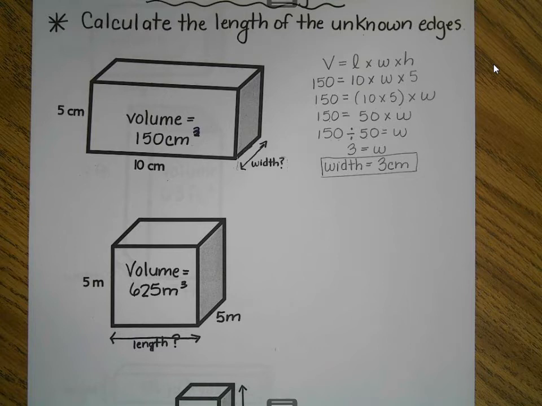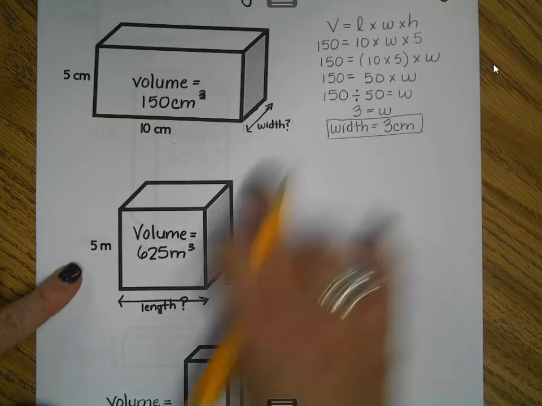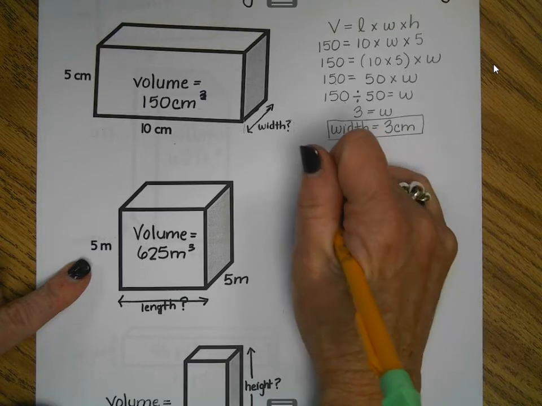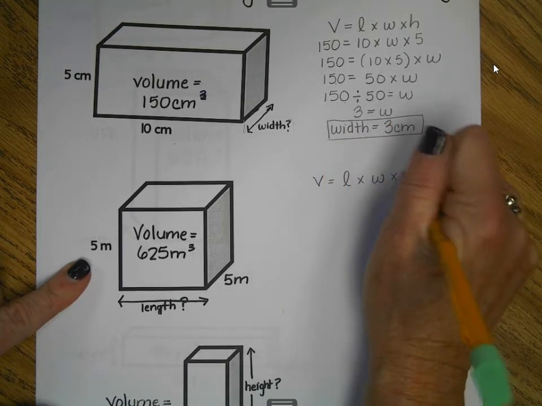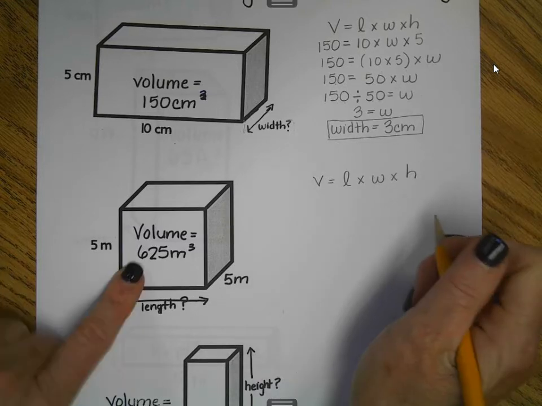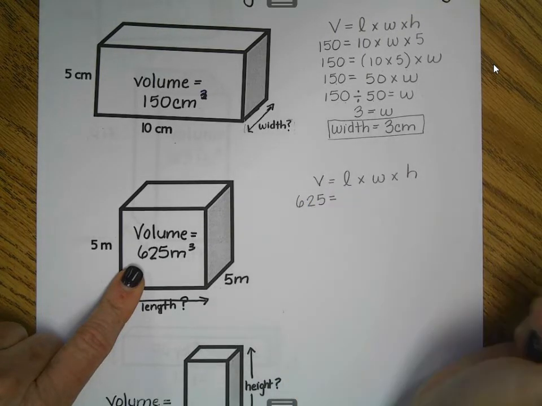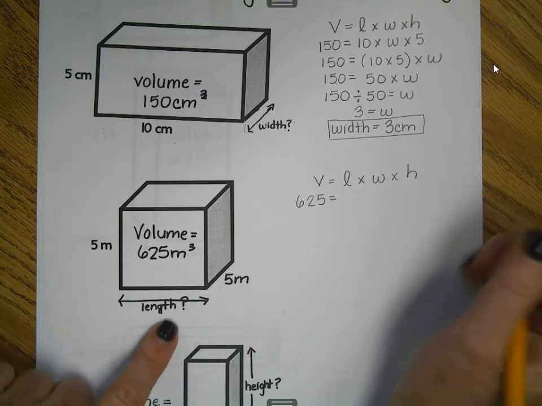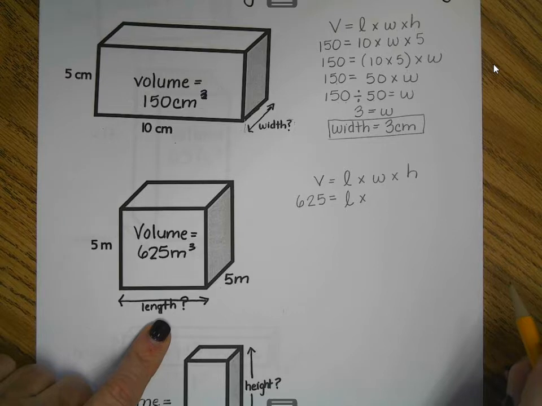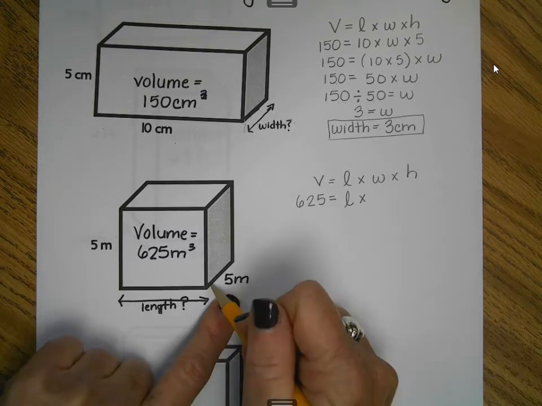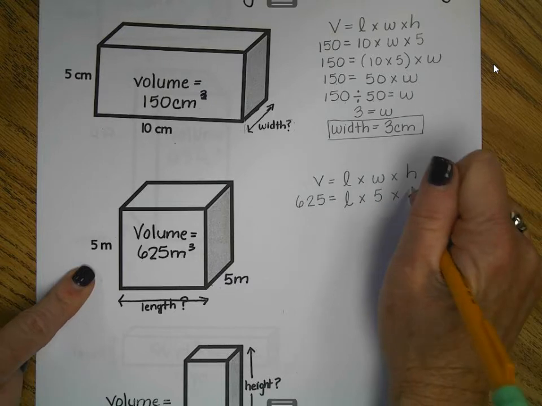All right, let's look at another one. Right here, we have a rectangular prism. I'm going to leave that one so we can kind of look at it. We're going to start with our formula, volume equals length times width times height. We're going to plug in the values. The volume is 625 cubic meters. The length is what I don't know, so I'm going to leave the length as the L. The width, front to back, is 5 meters, and the height is 5 meters.